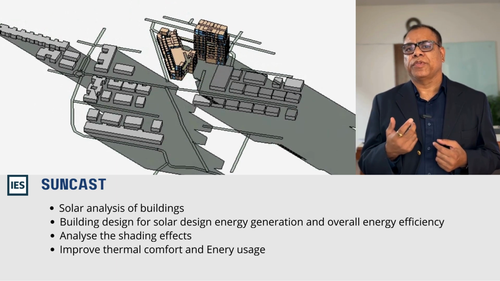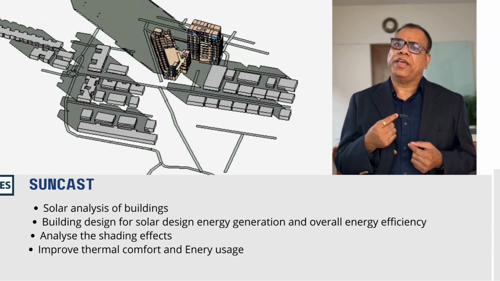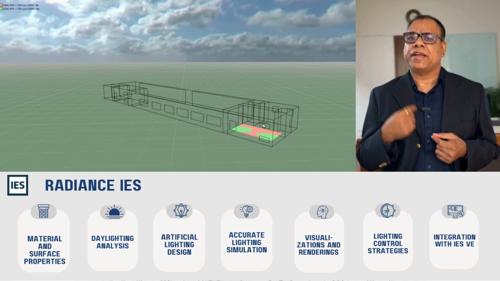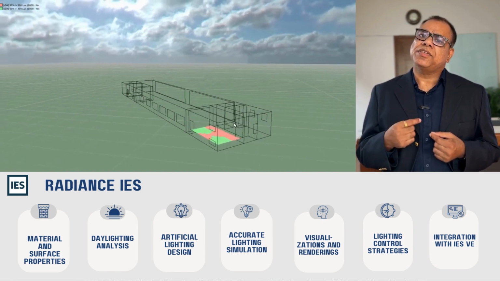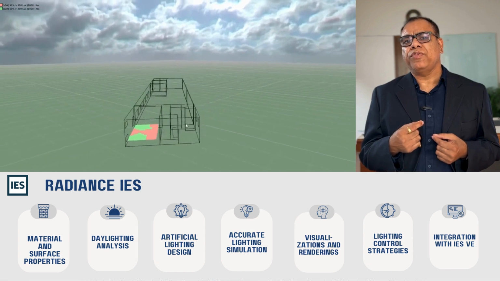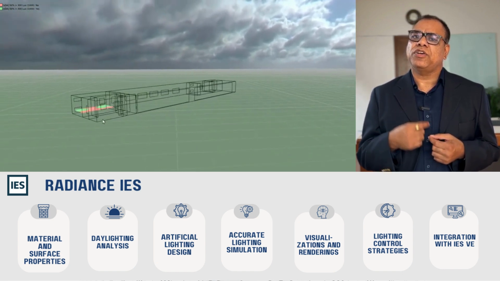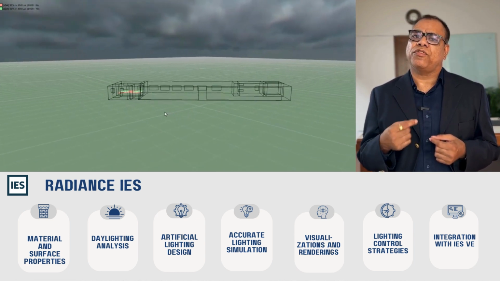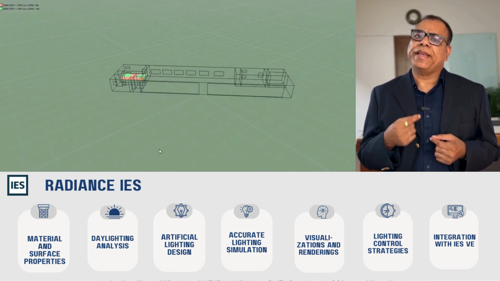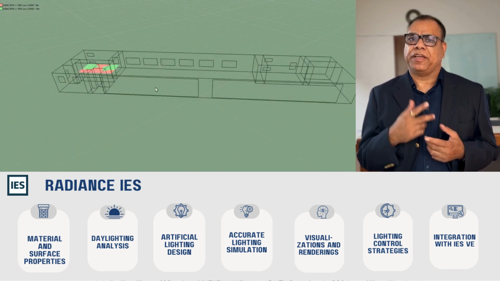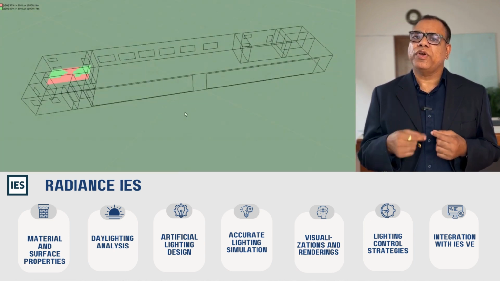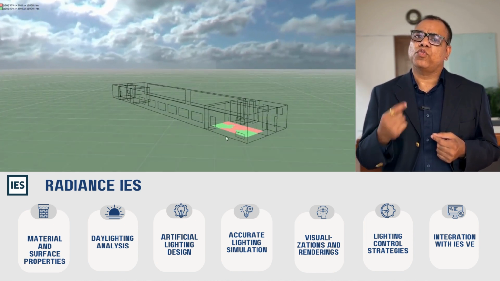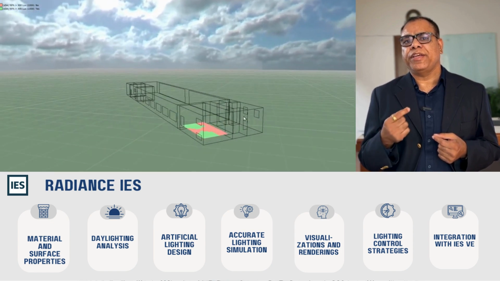The next application which we may want to use in IES software is Radiance. Radiance is yet another application by which, once you have constructed the building and you have done the Suncast, you may like to analyze the building from the point of view of how is the daylight in different areas of the building. So if you have the Radiance part, you can analyze how your room window is providing you the daylight.